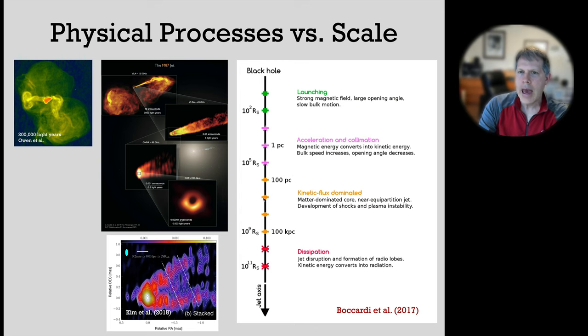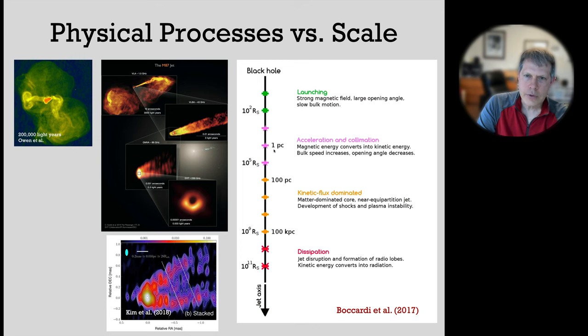And then, as the jet propagates out to a parsec or so, which would correspond to this 3 light year image here for M87, the jet accelerates and further collimates. The idea there for the acceleration is that the magnetic energy converts into kinetic energy, thereby increasing the bulk speed of the jet, and the opening angle of the jet decreases. You can see the opening angle is fairly wide here, but when you go out to these larger scales, the opening angle becomes narrower. So the jet collimates as well.